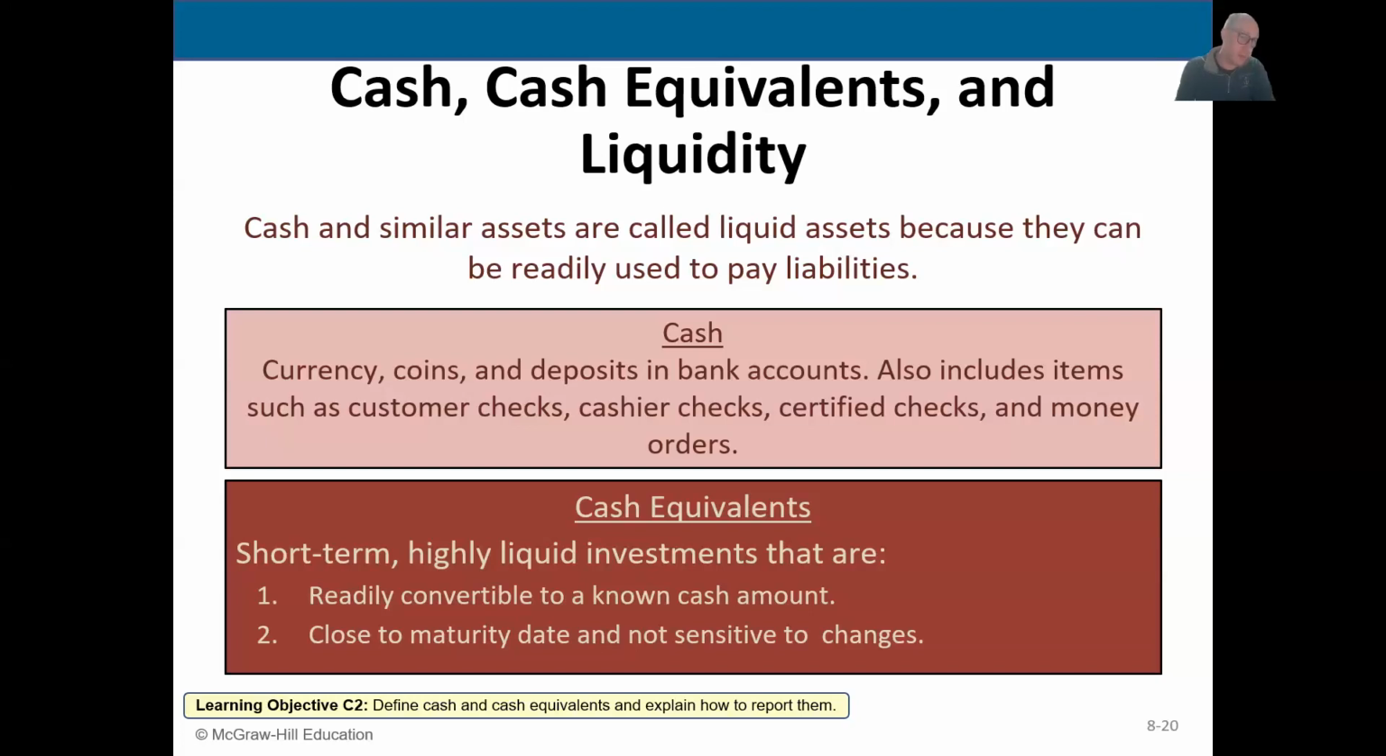A couple of examples of this would be a U.S. Treasury bill, or a short-term bond or a short-term note. They can readily be converted into cash or they're close to the maturity date. If you have a 90-day loan that's owed to you, the closer you are to that 90 days, it would meet the cash equivalence criteria.